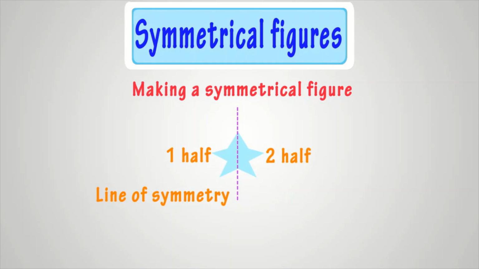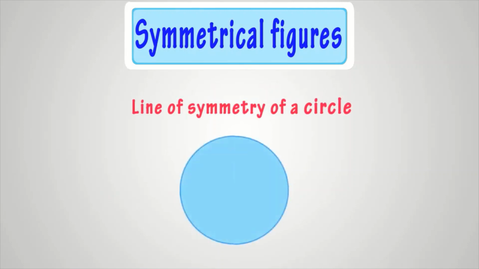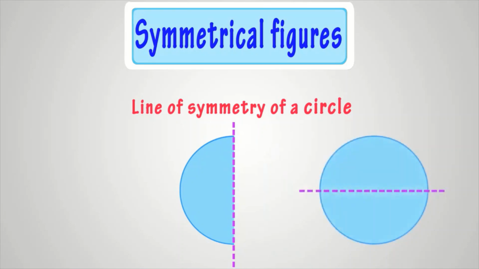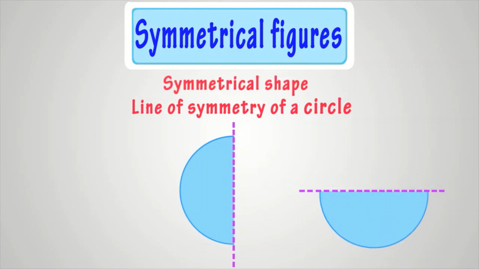Now, let's learn about the line of symmetry of a circle. Here we have a circle. Is it a symmetrical figure? Let's find it out by folding it halfway. Yes, if we fold it halfway, one half covers the other half completely. So it's a symmetrical figure.